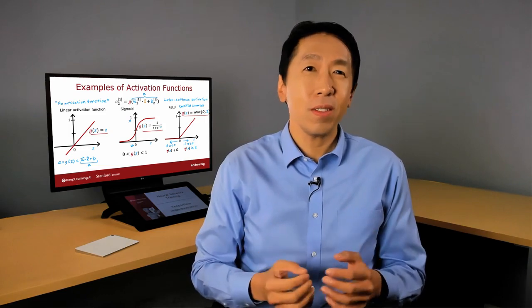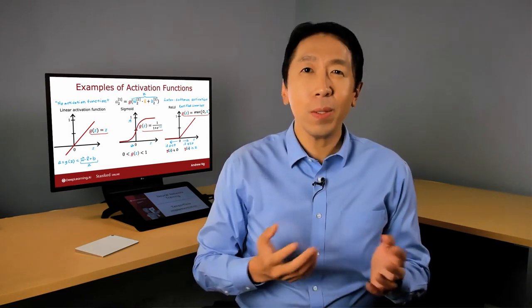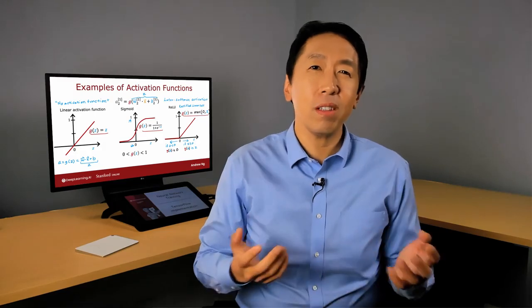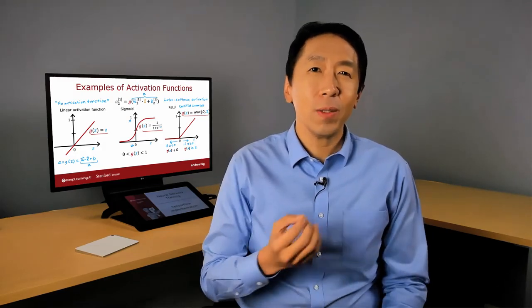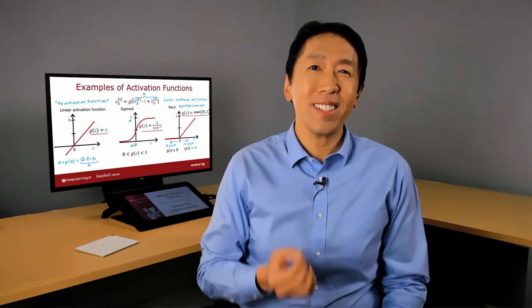So when building a neural network, for each neuron, do you want to use the sigmoid activation function, or the ReLU activation function, or a linear activation function? How do you choose between these different activation functions? Let's take a look at that in the next video.